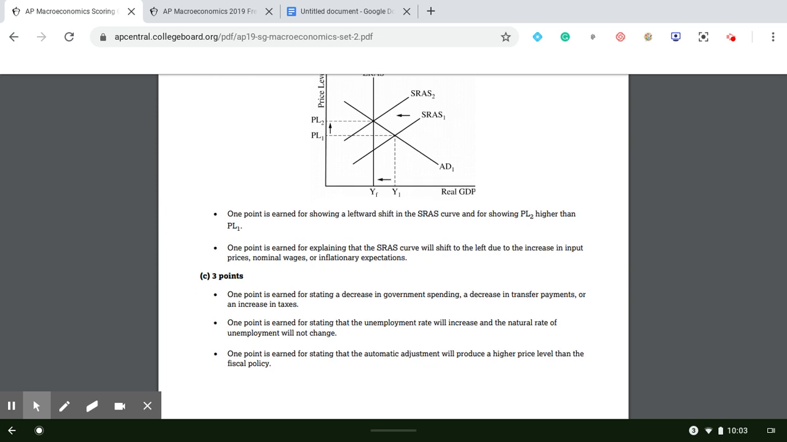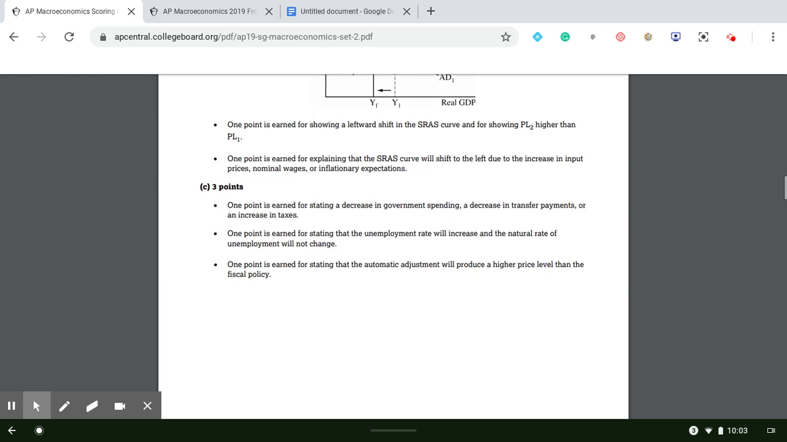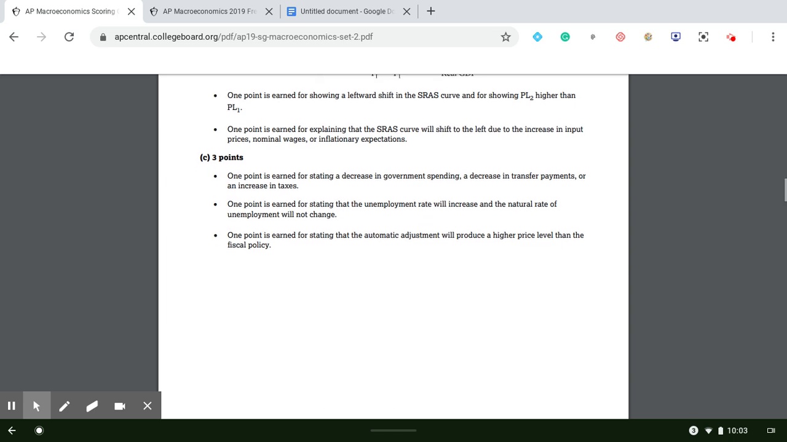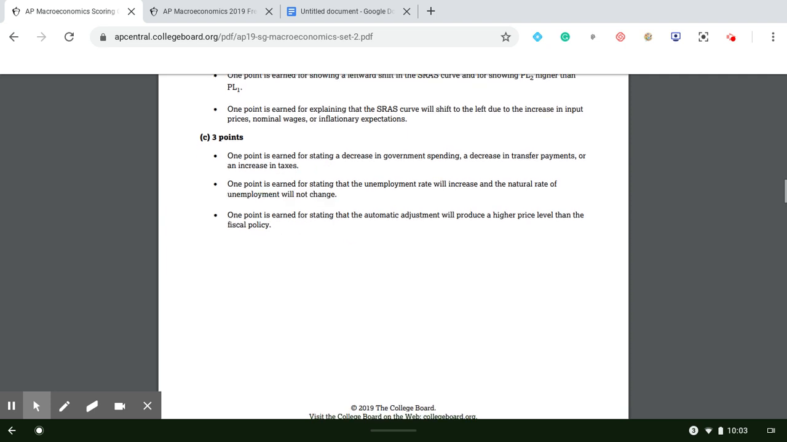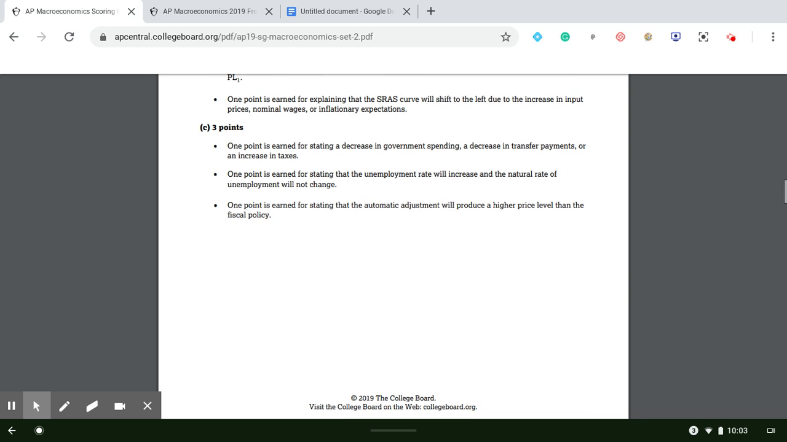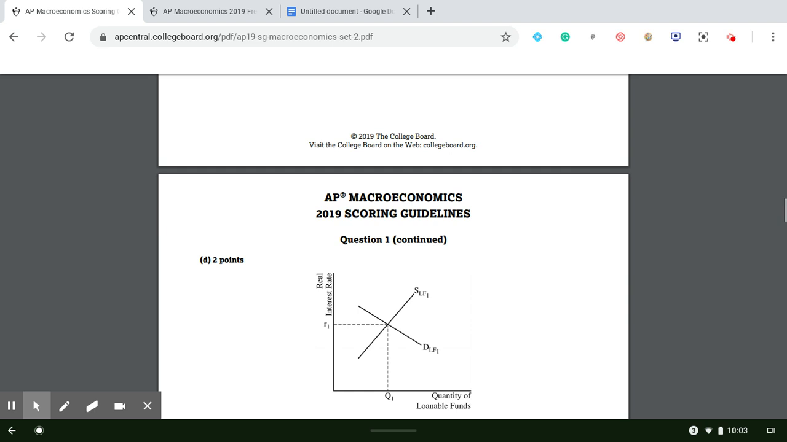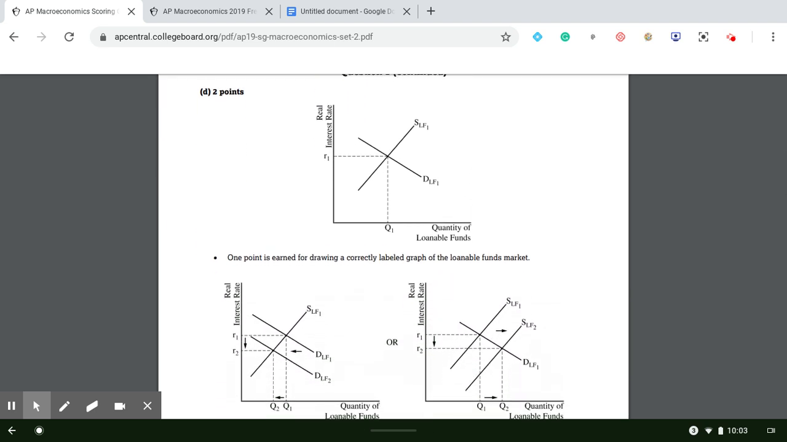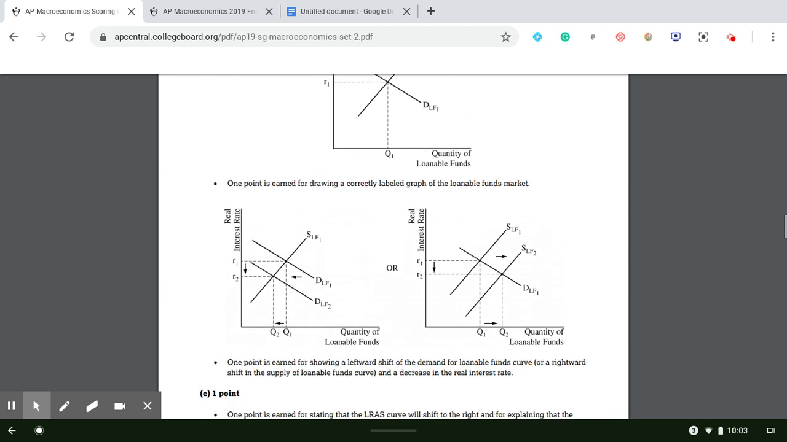Let's see. Increase in government spending, decrease in transfer payments, or increase in taxes. One point is for stating the unemployment rate will increase, natural rate of unemployment will not change. And here, automatic adjustment will produce a higher price level than the fiscal policy. Again, you're going to have to trust the graph on that one. It's important to still graph on these tests, even if they don't ask you to. One point is earned for drawing this curve. And again, here are the two examples.